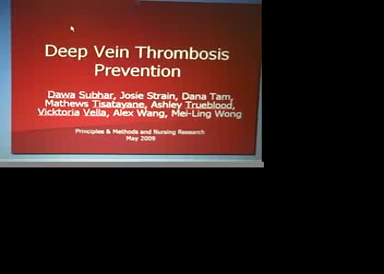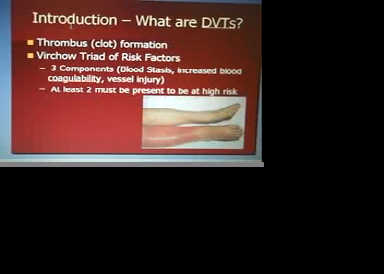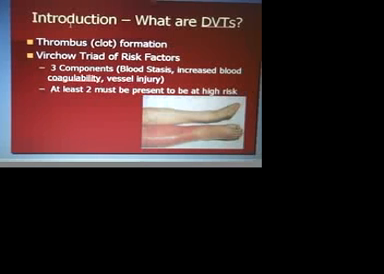Deep vein thrombosis prevention. Deep vein thrombosis is the formation of a blood clot in a deep vein, usually affecting the lower extremities. DVT formations are influenced by elements in Virchow's triad: stasis of blood, increased blood coagulability, and vessel injury.